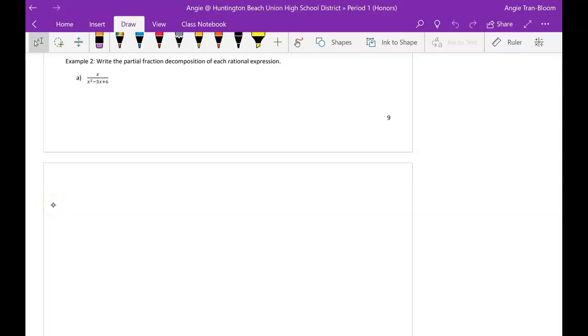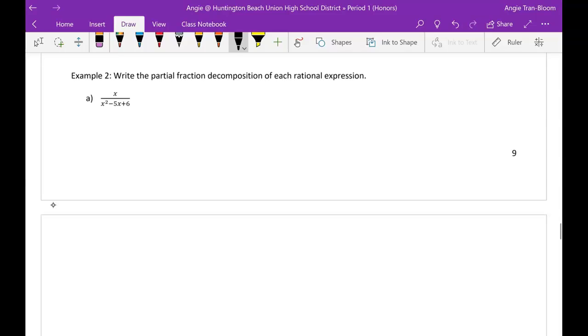Okay, example 2. This is the decomposition. Write the partial fraction decomposition of each rational expression. So the first thing we would need to do is factor it out when we can. So this is x squared minus 5x plus 6. On the bottom, it will be x minus 3 times x minus 2. And yes, I do expect you to factor.